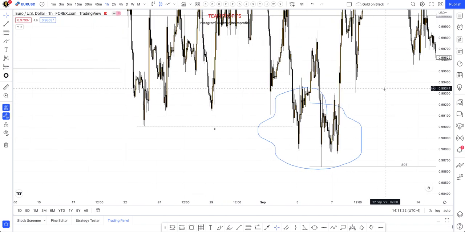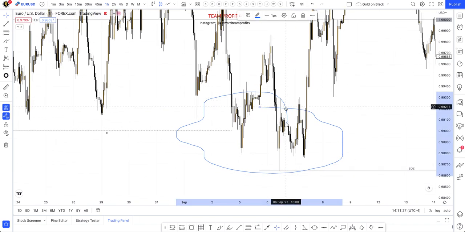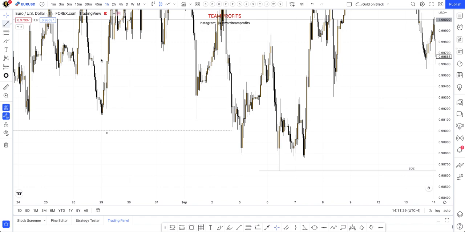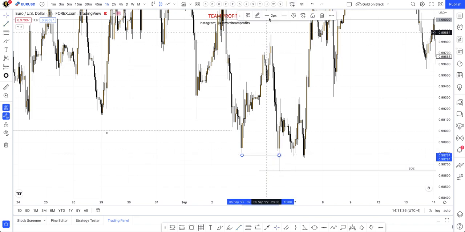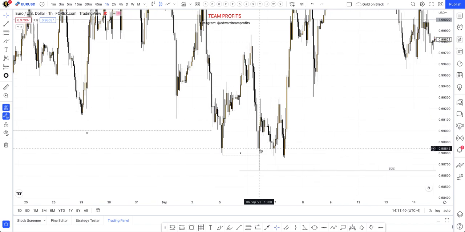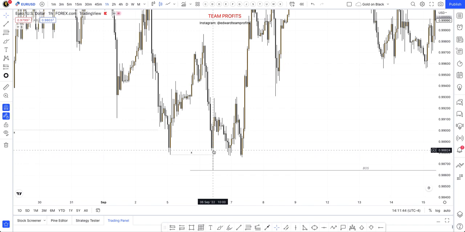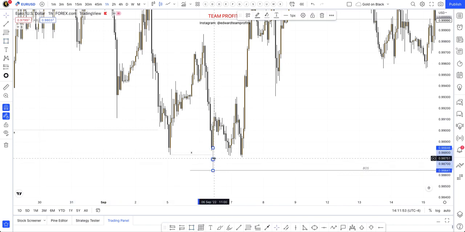Look at what's happening. There's another inducement happening here, another little trap. Now let me remove this. Look at the inducement that is happening here in this zone. Little trap. And right here, this inducement can be taken as an order block, and I will show you why. You can cover this entire candle right here as the order block.